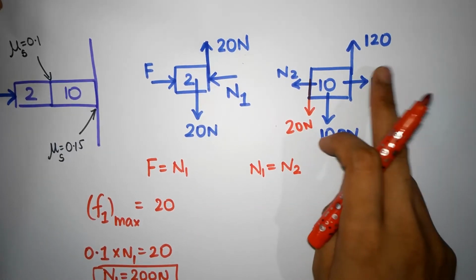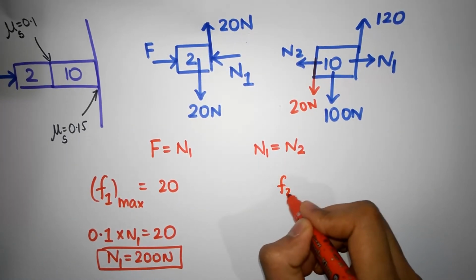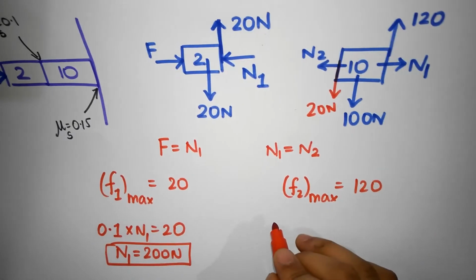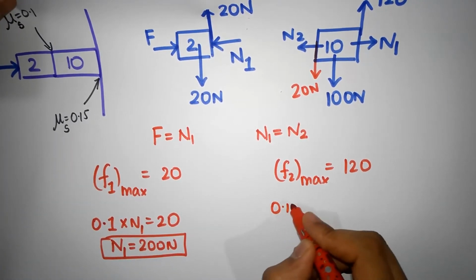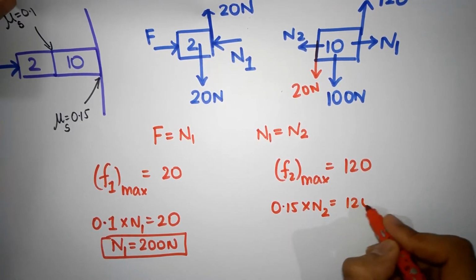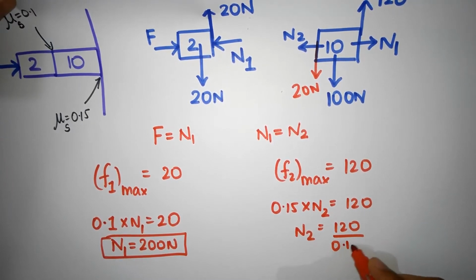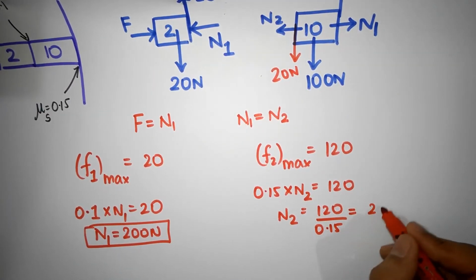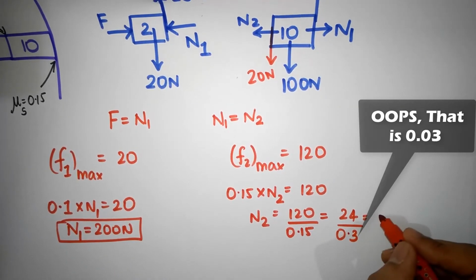So let's see what's going to happen when friction is maxed out in this case. If friction 2 is maxed out at 120, then the required normal force to max it out is going to be mu s, that's 0.15, times normal force, that's N2 now, is equal to 120. So N2 is 120 divided by 0.15. I have to do some math here. That is 800 newtons.